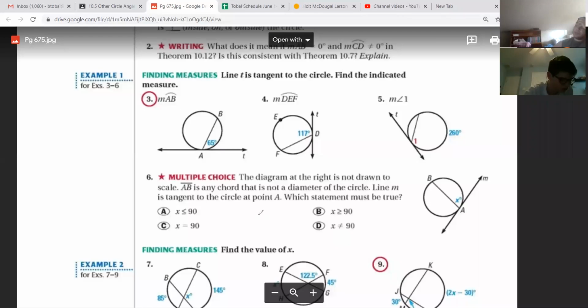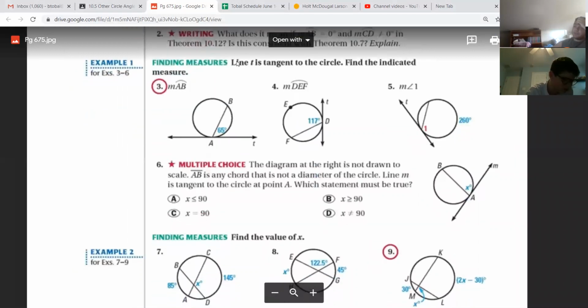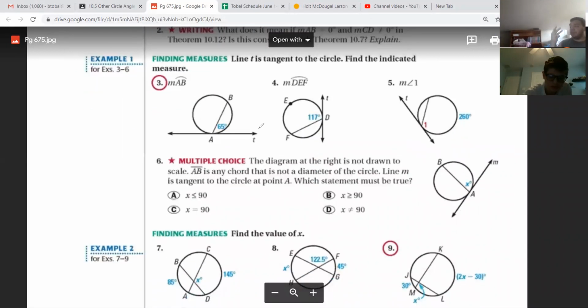Today we are doing, what is this, 10 point something, 10.5. And we're going to talk about 3 new rules.